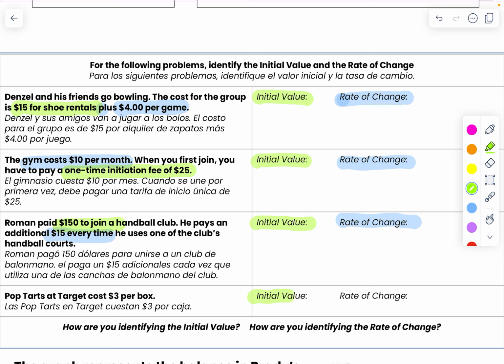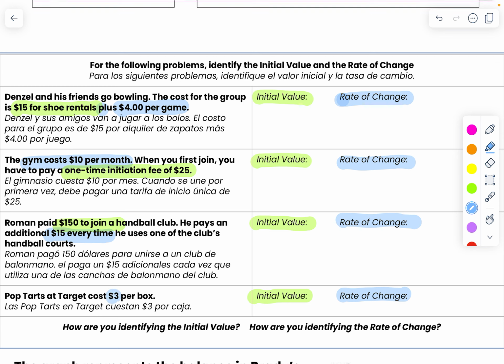Our last example is a little tricky. We want to find the initial value and rate of change first, but let's look at the context. It says Pop-Tarts at Target cost $3 per box. Notice that this example only has one number, $3 per box. So we have to decide, is this an initial value or is this a rate of change? Is this an amount of money I have to pay to start? Is this a starting amount that I have to pay? Or is this something that is constant every single time with every single box that I buy? Is it a constant thing?